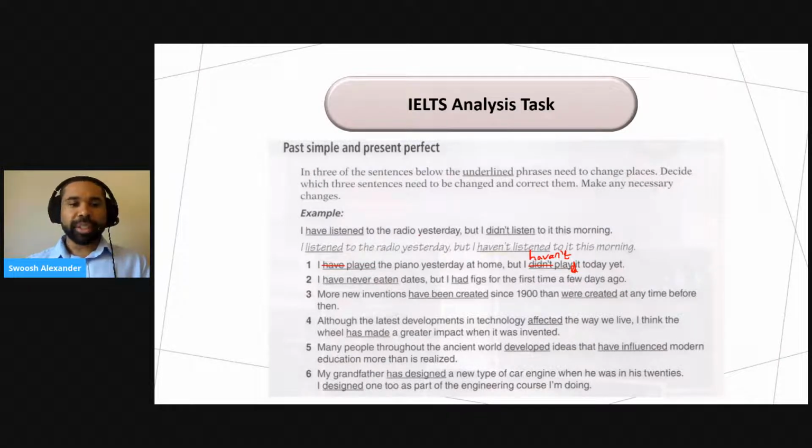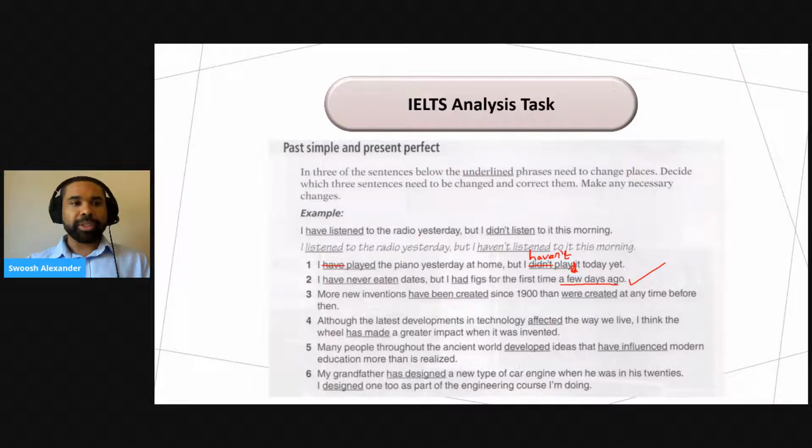So if we look at this, it reads, "I've never eaten dates, but I had figs for the first time a few days ago." Well, this is correct, isn't it? Yeah, I've never eaten dates. But that could change in the future. Maybe I'll eat dates later today. Maybe I'll eat dates tomorrow. Yeah, it's a situation that could change. So it makes sense to use the present perfect. But I had figs for the first time a few days ago. A few days ago began in the past, ended in the past. So this is correct.